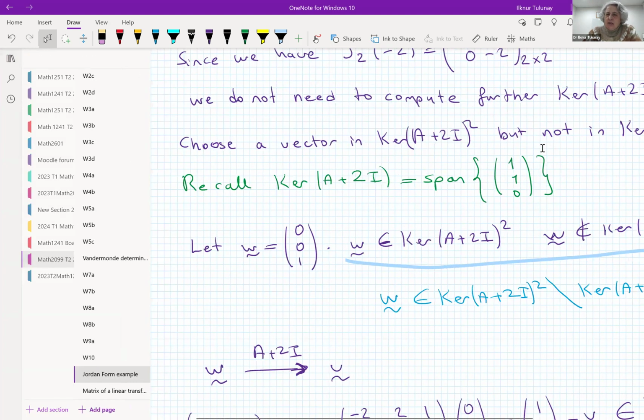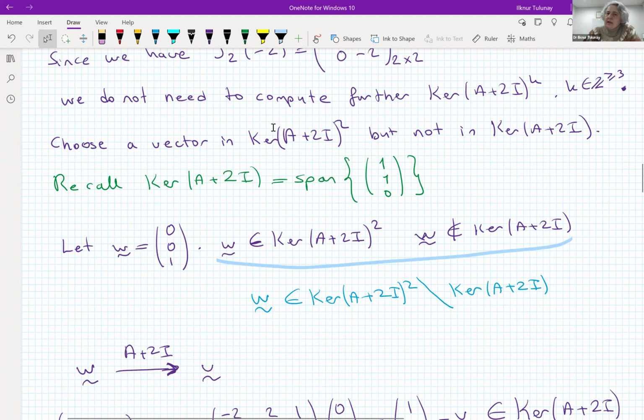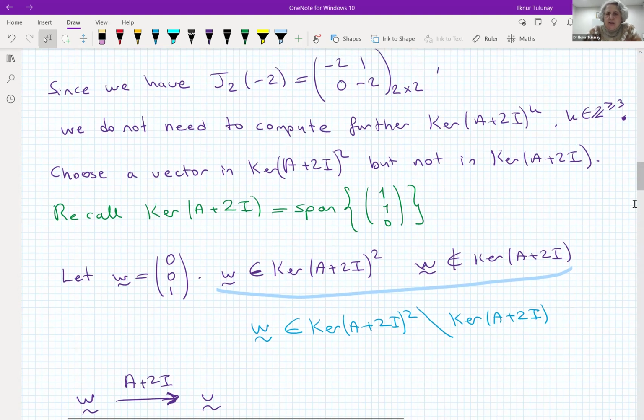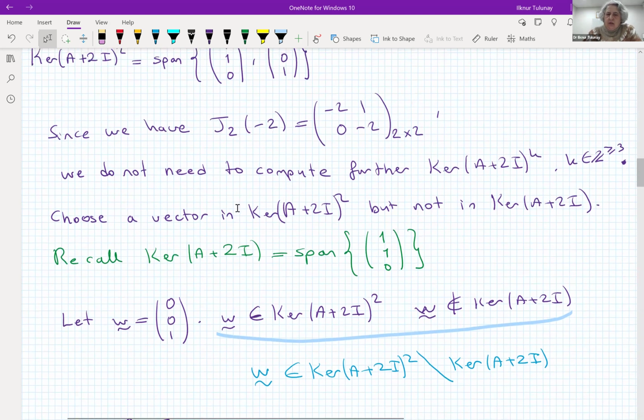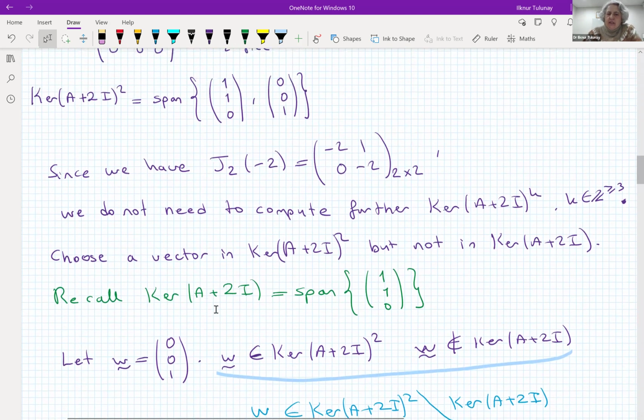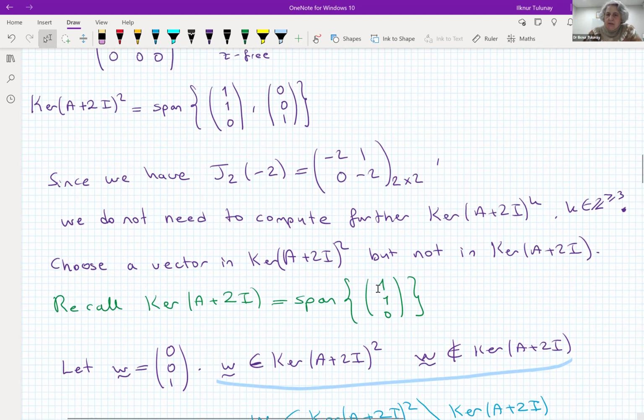So this one here is inside here, so these vectors are here. What I'm trying to say is that the kernel of A plus 2I has basis 1, 1, 0. And the kernel of this one, this space, is inside this space, as you see. So what the theory says is to just find a vector in here, but not in here.